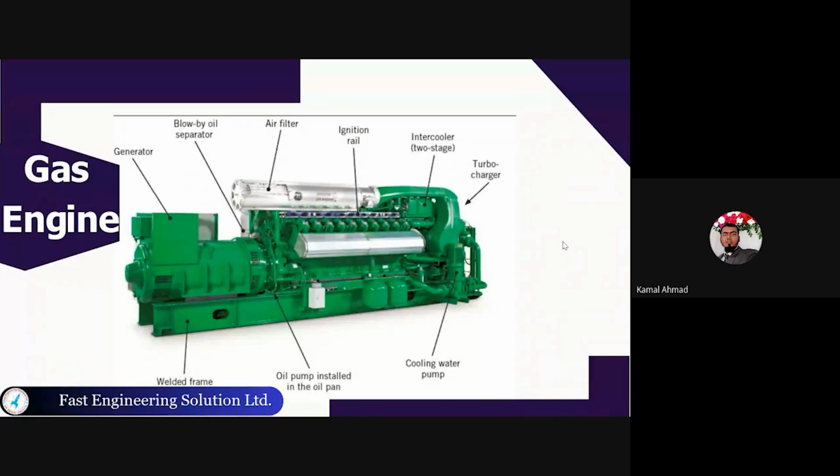In the captive power plant, for a gas engine, you can see we have a generator, a blow-by oil separator, an oil filter, air filter, ignition rail, intercooler, one turbocharger, cooling water pump, and oil pump installed in the oil pan, and the welded frame. Nowadays, the gas engine is so efficient, you can get almost 40 to 45% efficiency from the gas engine.